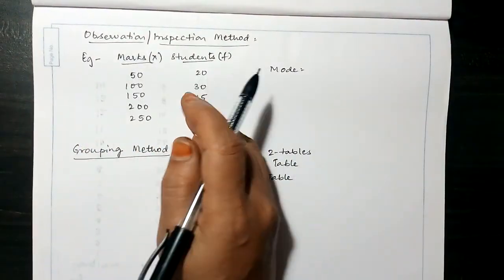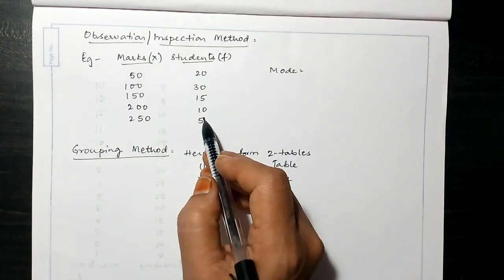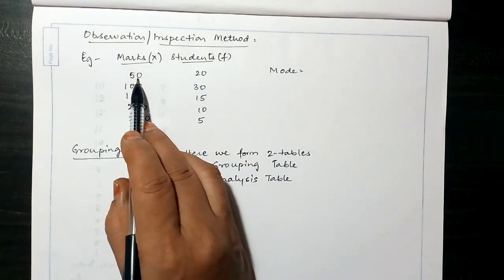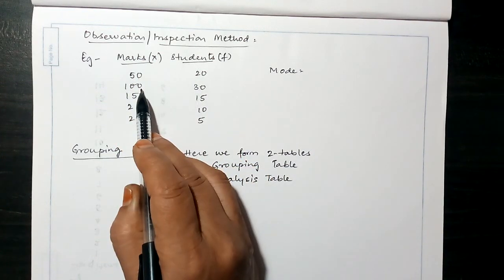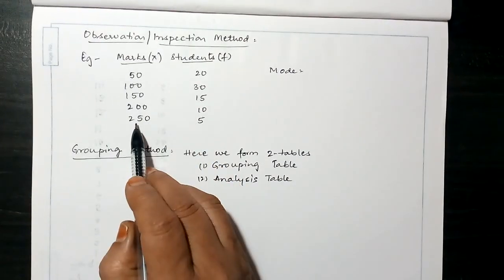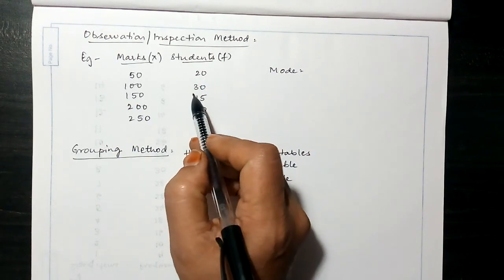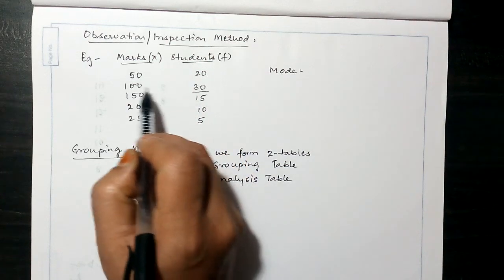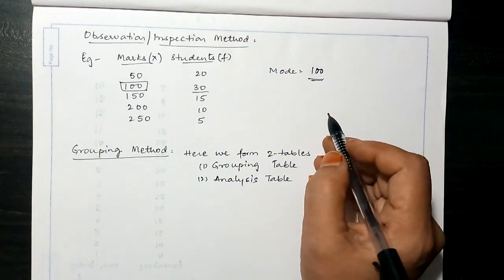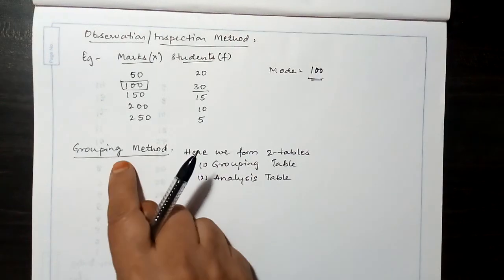Now here we have an example of a discrete series, where you have the marks and also the number of students, that is, the frequency is also given. First by the observation or inspection method: 50 is the mark that occurs 20 times, 100 occurs 30 times, 150 occurs 15 times, 200 occurs 10 times, and 250 occurs 5 times. So just by observation we can find that 30 is the maximum frequency, and its value is 100. So mode will be equal to 100 because 100 is the most frequently occurring observation among the others. Right? Now we will learn the grouping method.